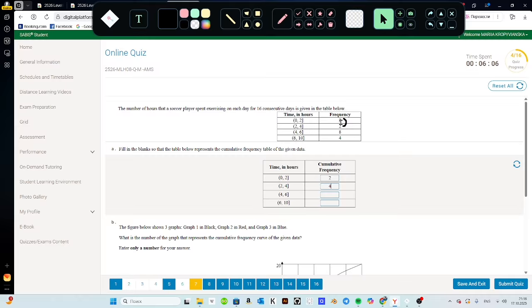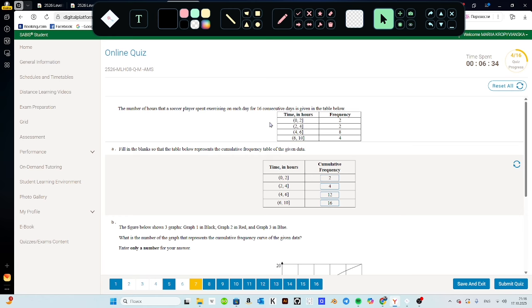Now we have 4 here, not just 2. So for the next number, which is 8, we do not do 8 plus 2, we do 8 plus 4, which gives us 12. And the last number is 16 because 12 plus 4. Again, to make life easier, the first number always stays the same because there's nothing to add it to. And 16 consecutive days, or whatever the number is specified in the conditions of the question, will always be the last one.